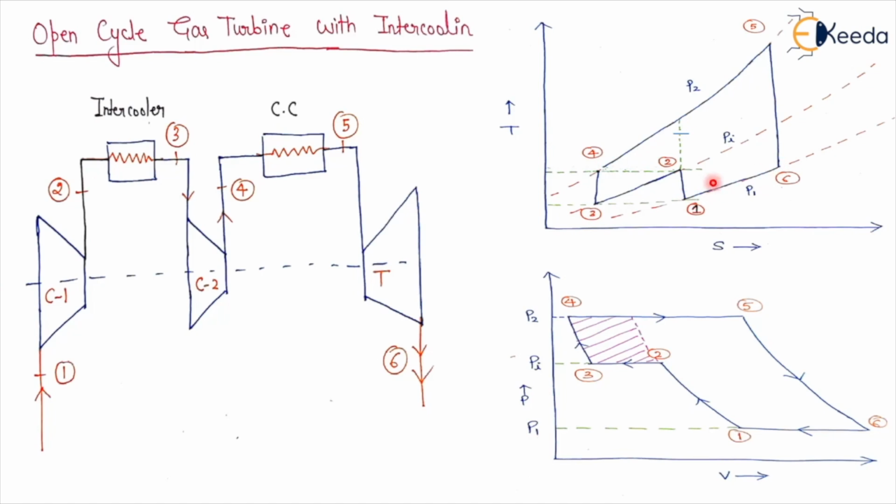If without intercooler, the cycle will be like this. So in this case, heat rejection will be here, up to this point or this line. But due to the intercooler, there is also one more heat rejection. So in this case, heat rejection is also increased.